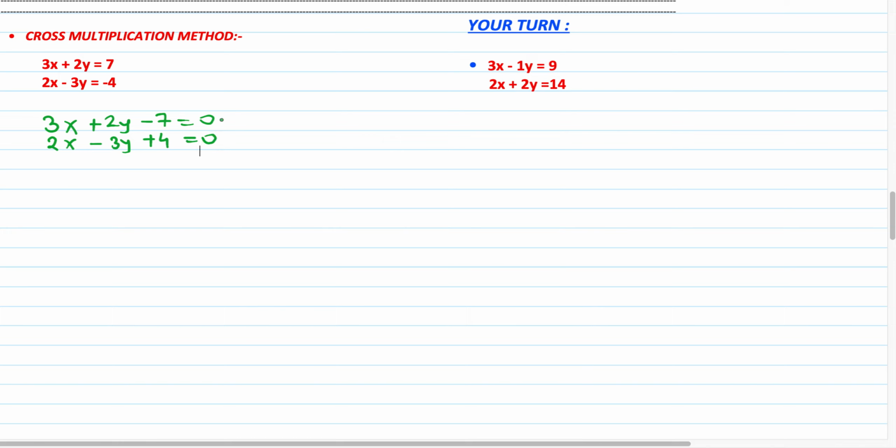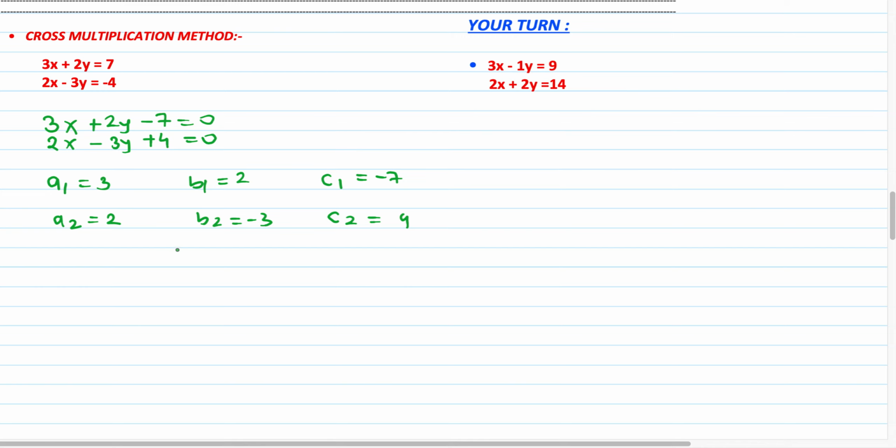Now I'll tell you what a1 is here. a1 is 3, a2 is 2, b1 is 2, b2 is minus 3, c1 is minus 7, and c2 is 4.